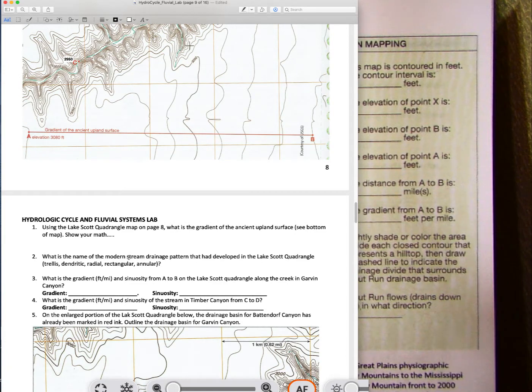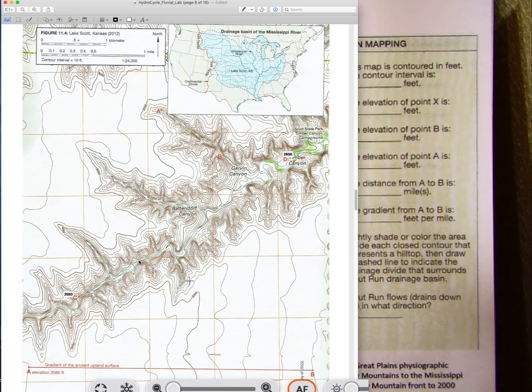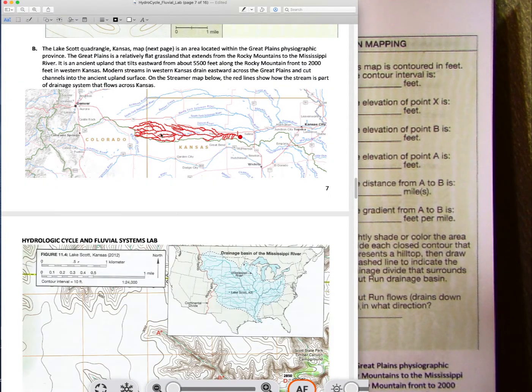Now, what is the name of the modern stream drainage pattern, right? This looks like it's dendritic, and that's very typical of this. In fact, this whole area, you can see that's a dendritic pattern, kind of this veiny pattern.